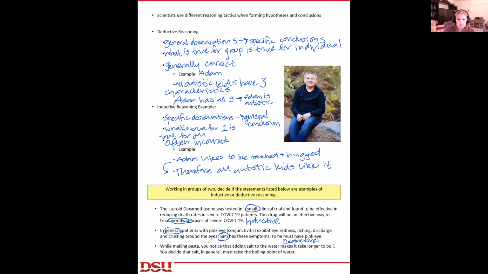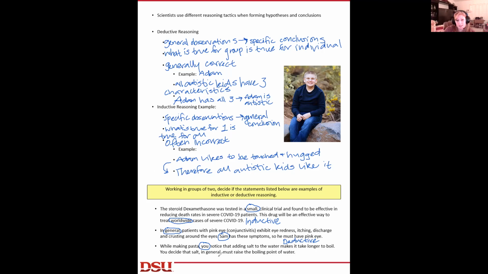While making pasta, you notice that adding salt to the water makes it take longer to boil. Notice here that it doesn't say while making pasta over the past 25 years, or while making pasta with repeat experimentation. It just says basically you're making pasta. You notice that if you add salt, this thing happens.